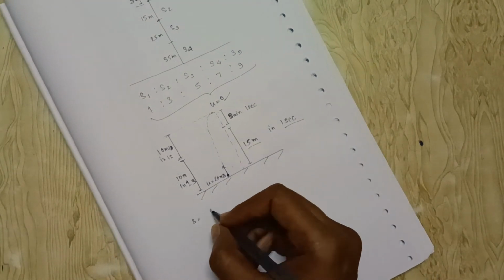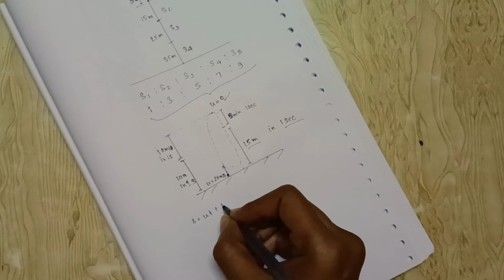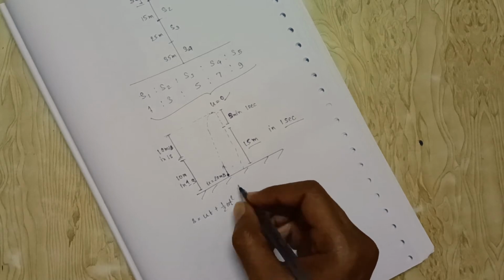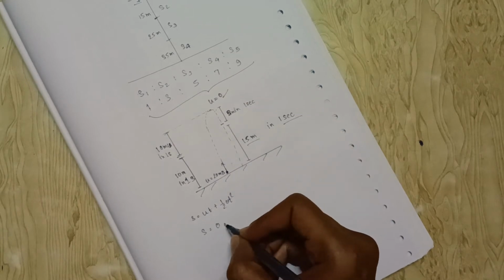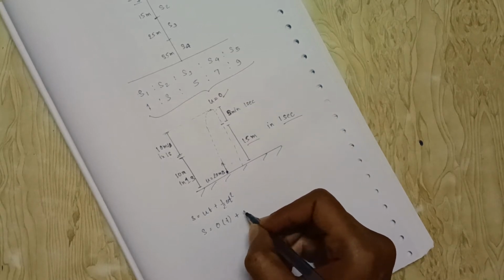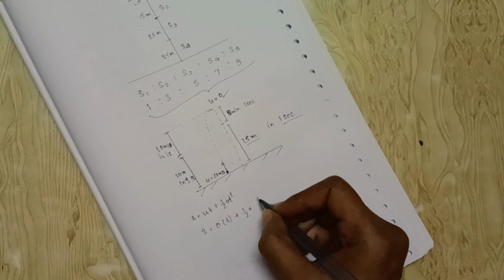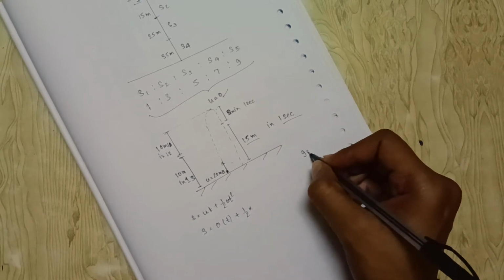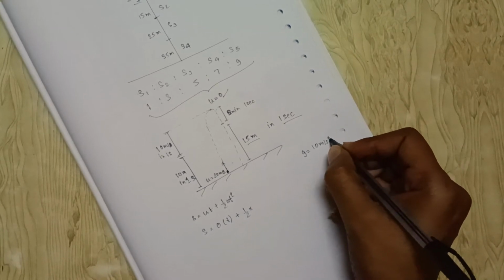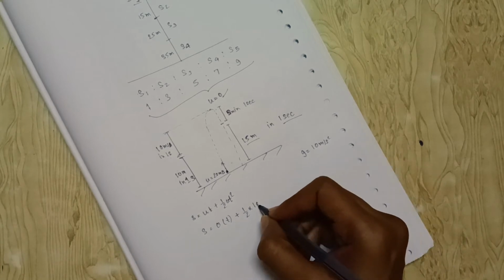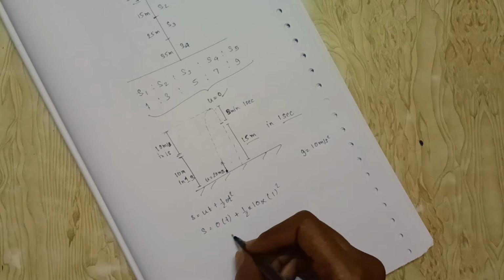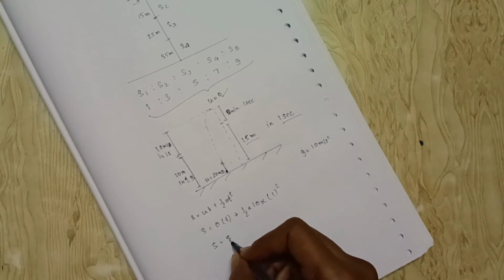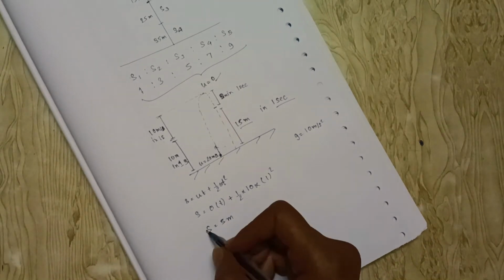Let us take an example, s equals ut plus half at square, in which u equals 0. So we just put u equals 0 into ut plus half at square. Acceleration is 10. Let us take g equals 10 meter per second square. So over here, half into 10 into t square, where t is 1 second. So you find that s equals 5 meter.